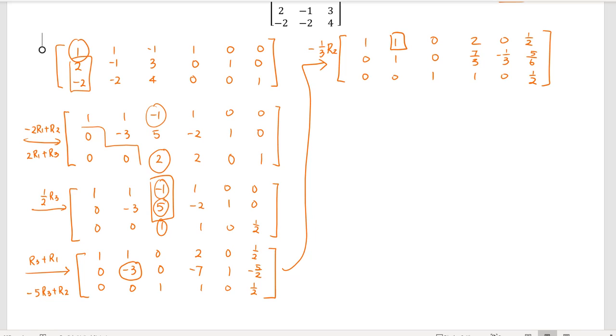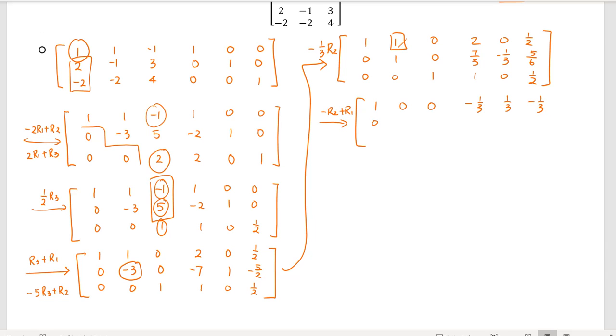Okay, now we can use it to kill the entry above it. So to kill this one, we can do minus row 2 added to row 1. 1 minus 1 is 0. 0 minus 0 is 0. 2 minus 7/3. 2 is like 6/3 minus 7/3, -1/3. And then 0 minus -1/3 becomes positive 1/3. 1/2 minus 5/6. 1/2 is like 3/6. 3 minus 5 is -2. -2/6 is -1/3.